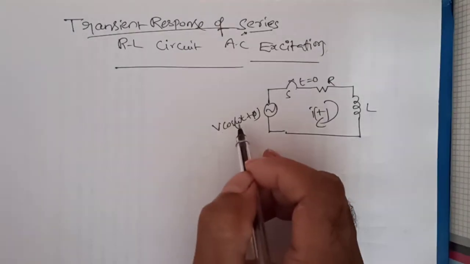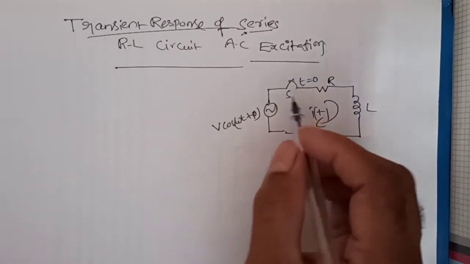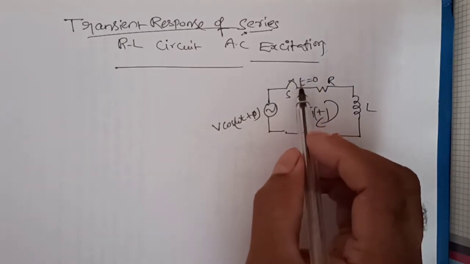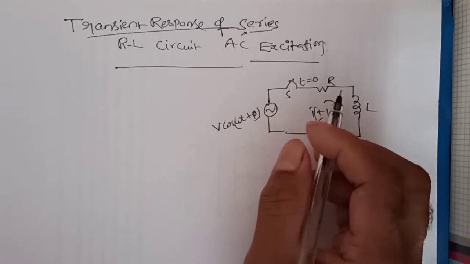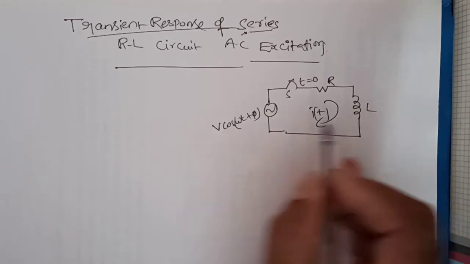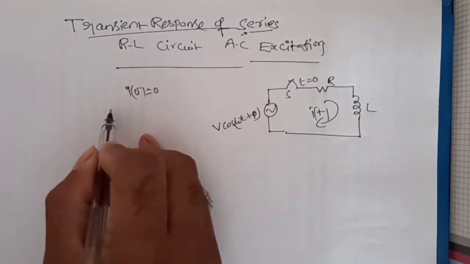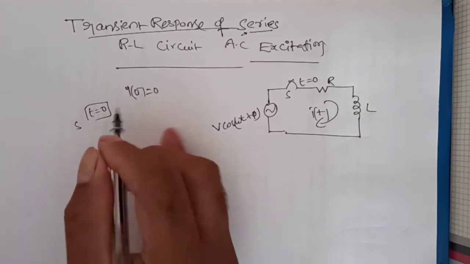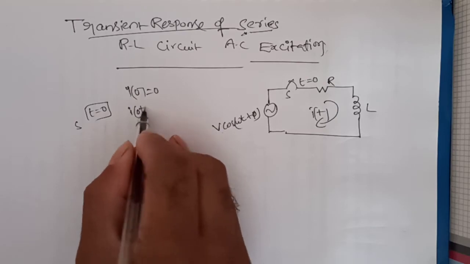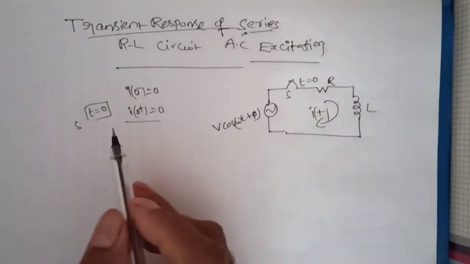So after the switching action takes place, before t equal to 0 minus, the switch S is open. We know that the inductor current is 0, that's why we can say i of 0 minus is 0. Immediately after switch S is closed at t equal to 0, the inductor never allows sudden changes in the current, that's why you will get the current i of 0 plus also 0.